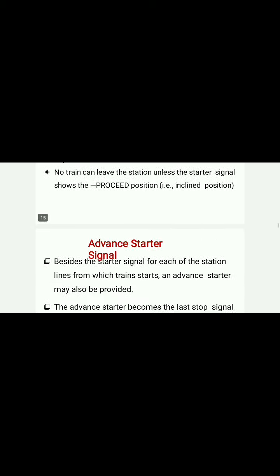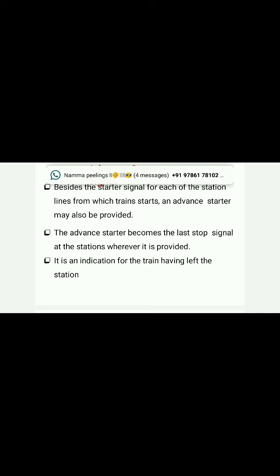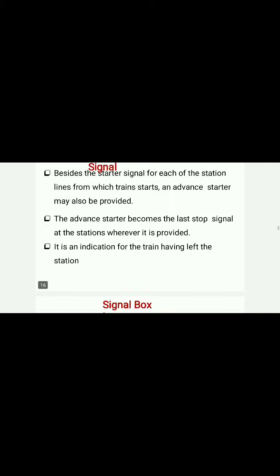Advanced starter signal. Besides the starter signal, for each of the station lines from which a train starts, an advanced starter may also be provided. The advanced starter becomes the last stop signal at stations where it is provided. It is an indication for the train having left the station.